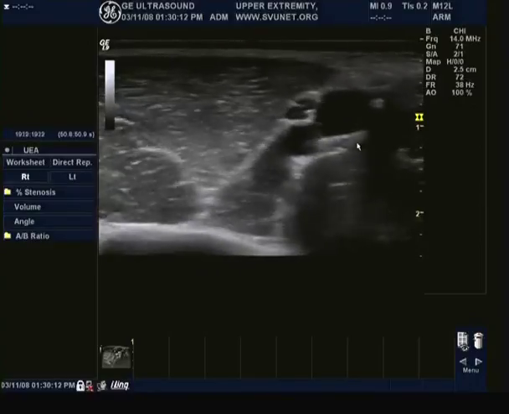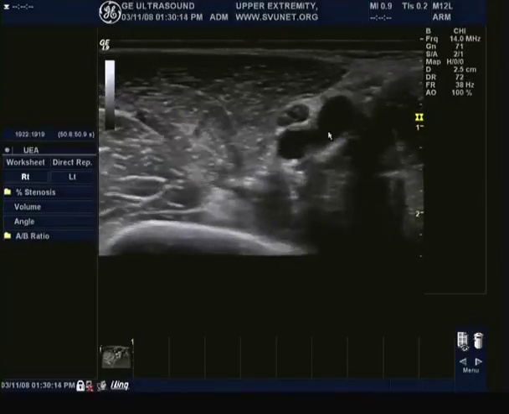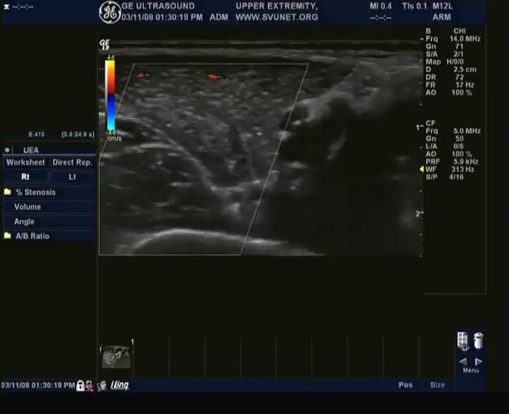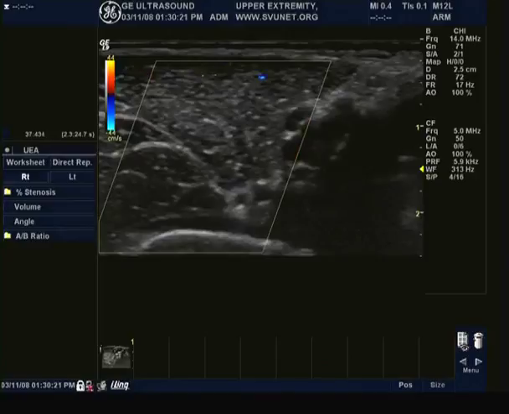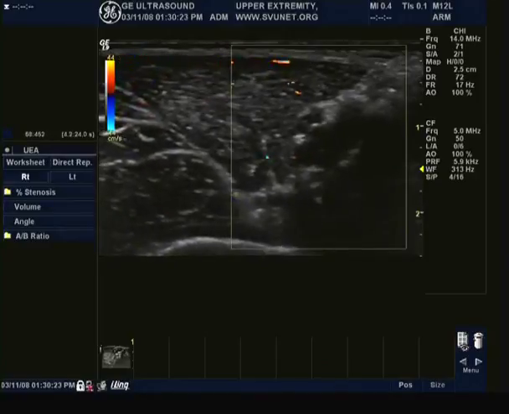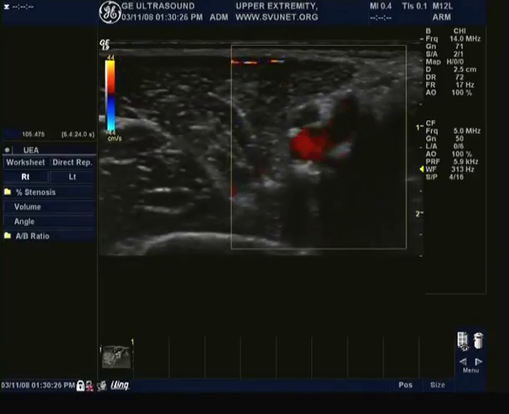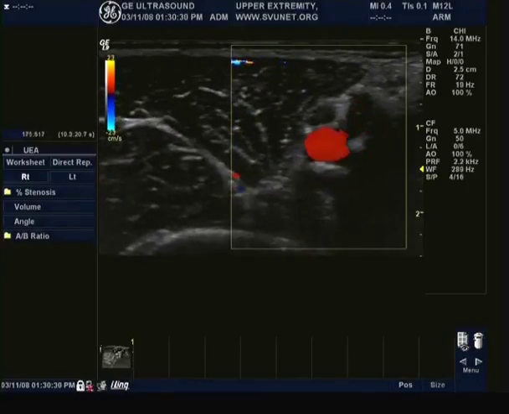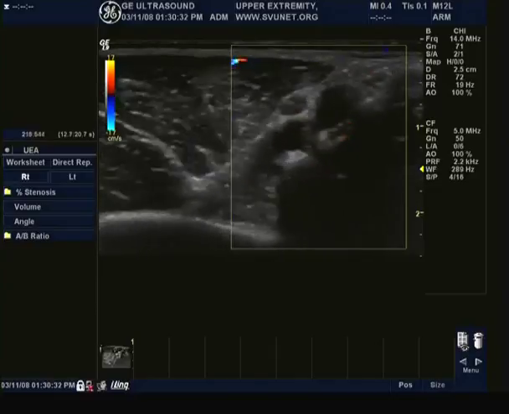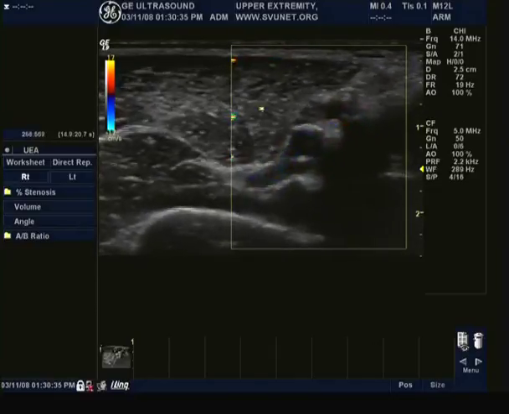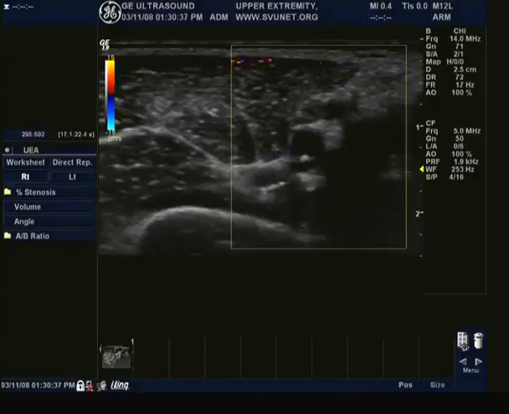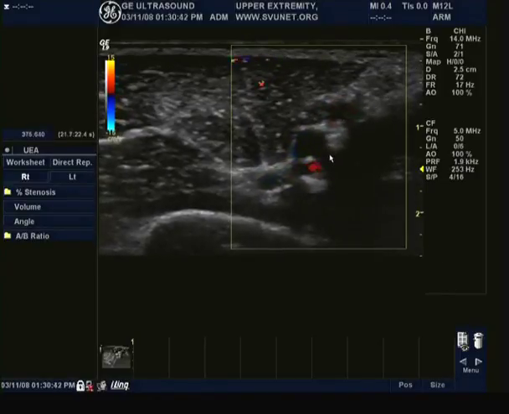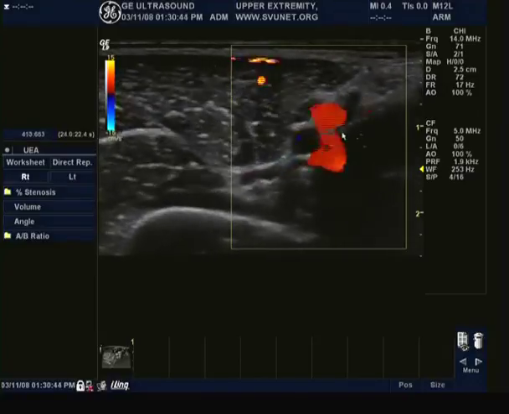I'm seeing a division of the artery right here. I may turn on our color Doppler just to confirm that these are both arteries. Because I'm transverse, I'll have to drop the PRF quite a bit. So we can see the pulsation here and here. So these are both arteries.